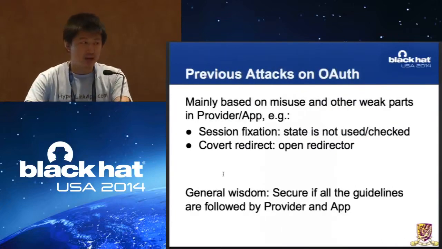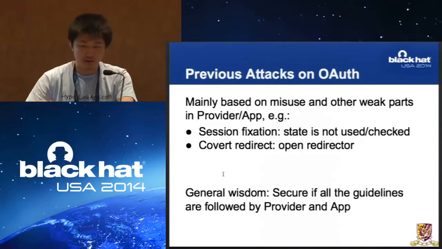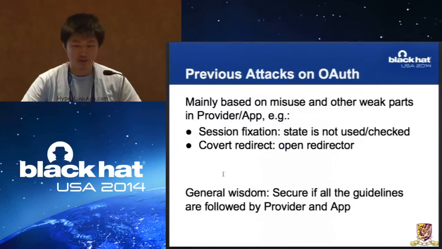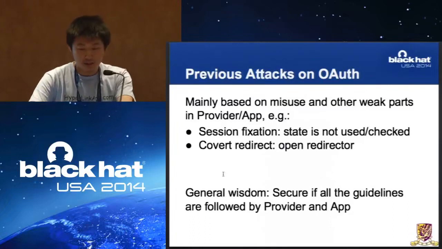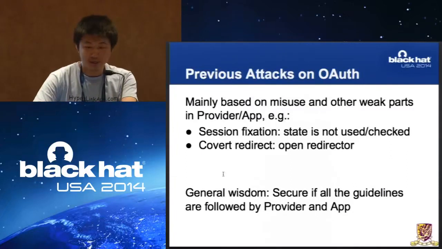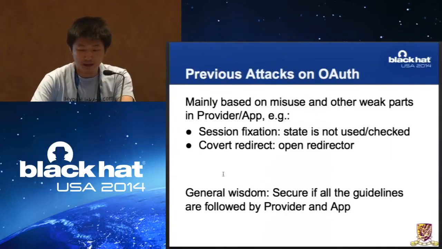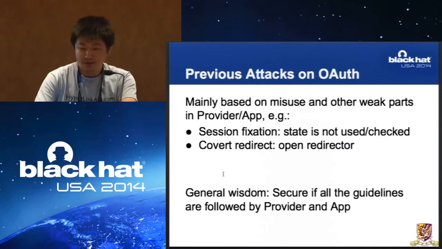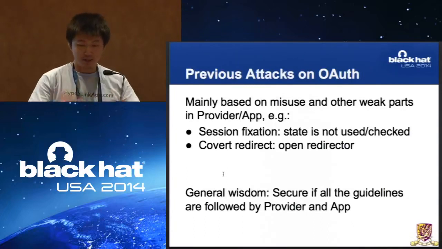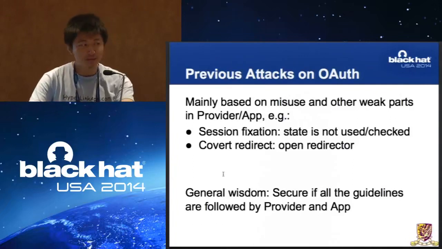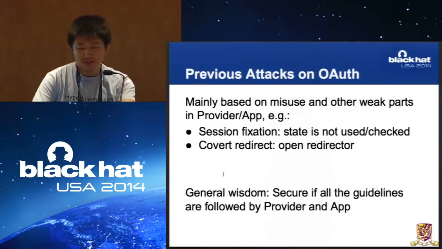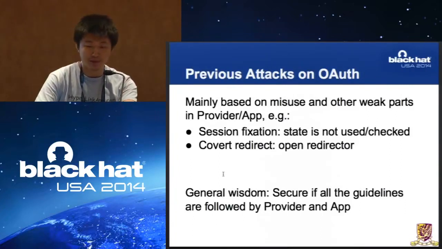And we know that people have discovered many problems of OAuth, and there are some practical attacks. However, previous attacks are mainly based on misuse and other weak parts in the provider or app. For example, in a session fixation attack, probably the state parameter is not used, or in a covert redirect attack, an open redirector exists in the provider or app. So the general wisdom is that this mechanism is secure if provider and app developers all follow certain guidelines. However, this is not the case because we know that OAuth 2.0 supports something so that it's inherently vulnerable to the app impersonation attack.